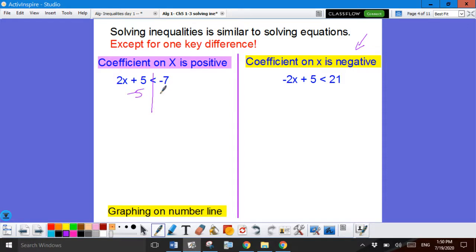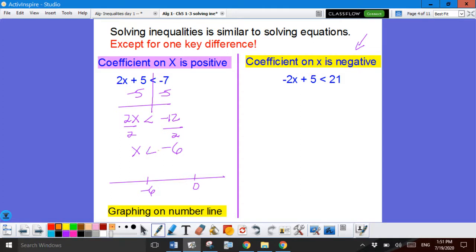So I know I'm going to subtract my 5, and 2x is less than -12, and I know I'm going to divide by my 2. So x is less than -6. So here's my number line. Here's 0, here's -6, and when I'm drawing my own number line, I always have to put 0 on there. And -6, or the number, needs to be put either to the left or the right of 0, and then I'm going to just graph it.